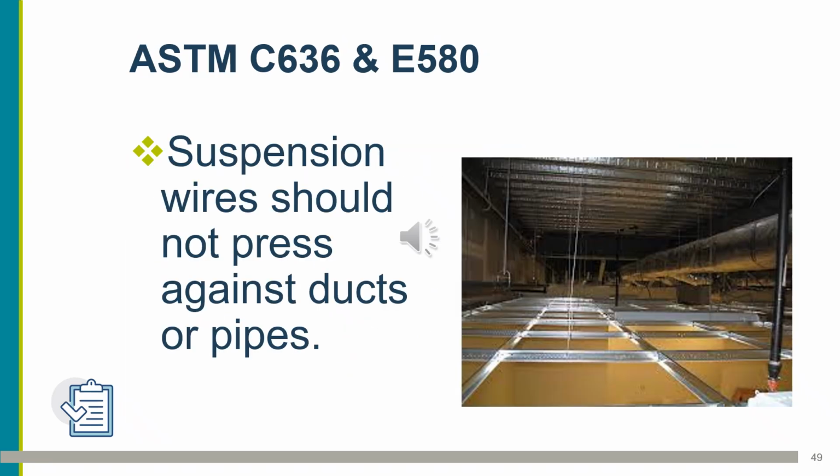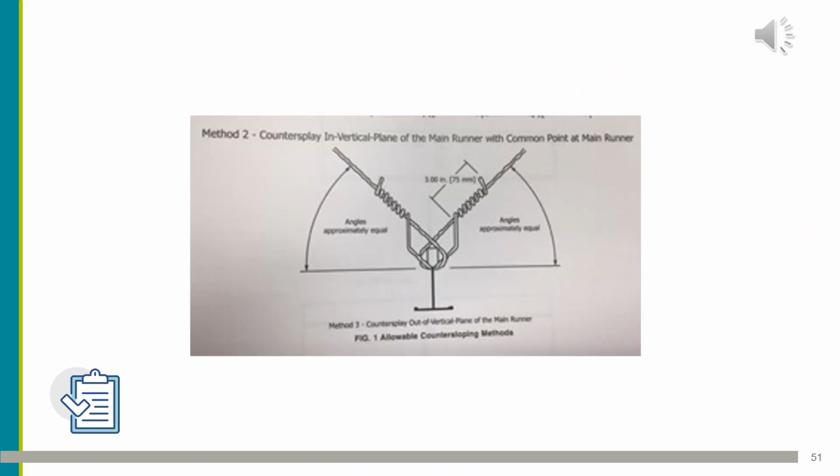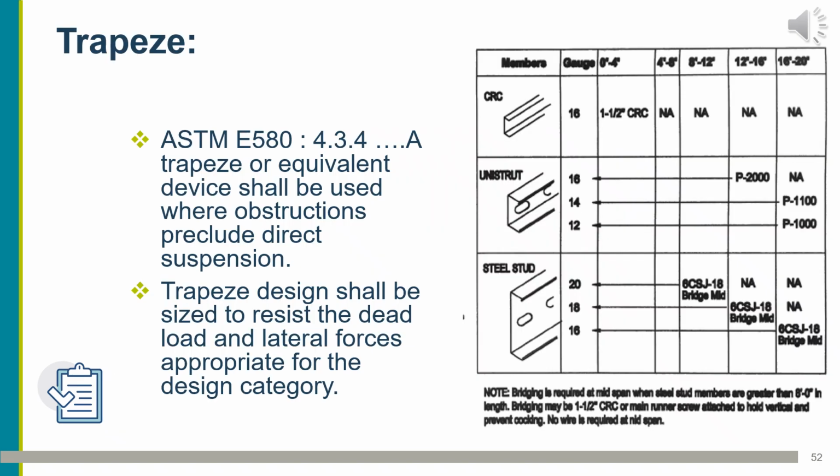Suspension wires should not press against ducts or pipes. Now, if you have an obstruction such as ductwork or plumbing or something else in the way, then you have to use counter-sloping wires in the method as you see here from the manufacturer's guide. And these counter splay wires must also be tightly wrapped with 3 tight wraps, the same requirements as we have in the rest of the code.